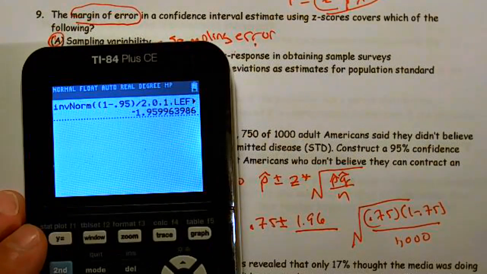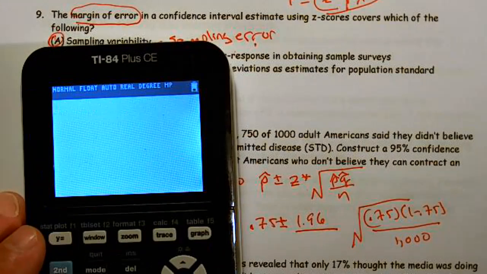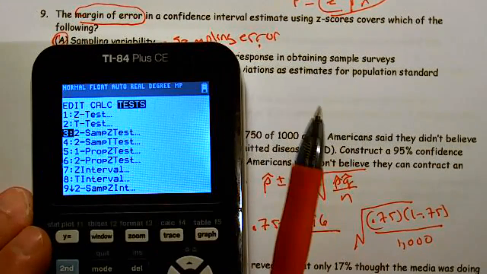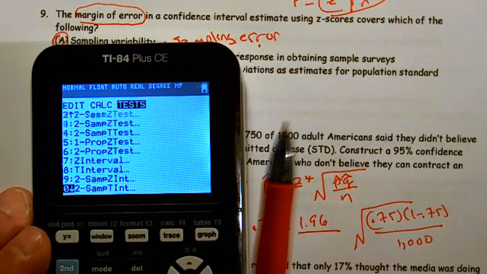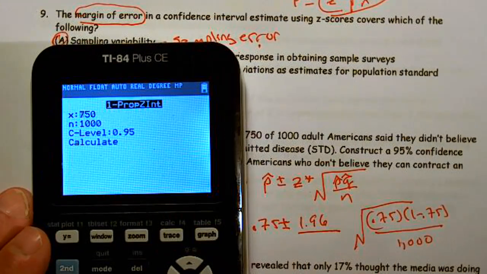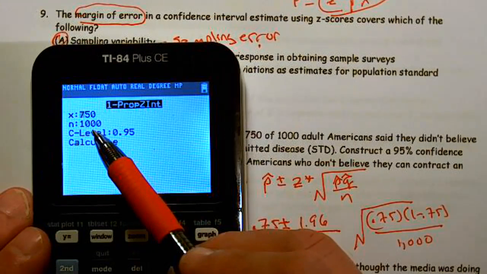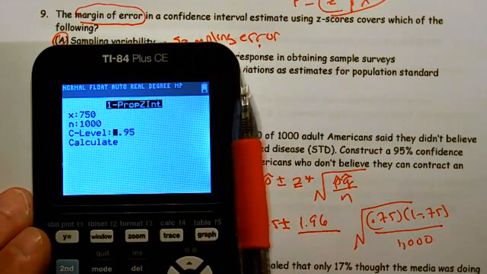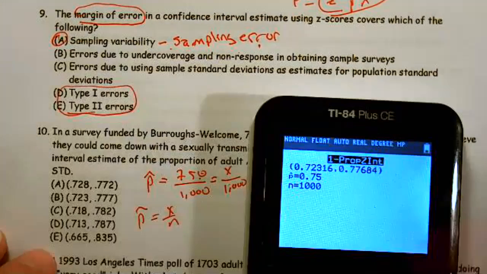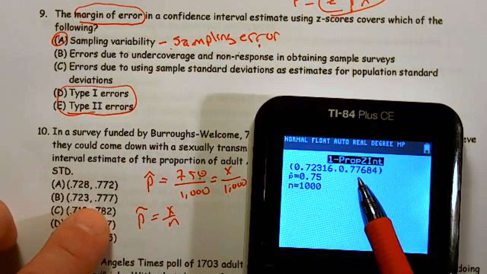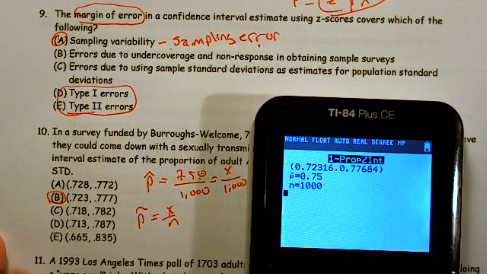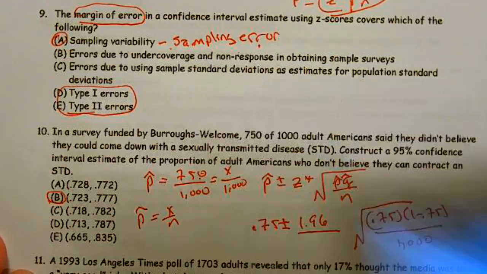Multiple choice test, I'm going to do this much faster. Stat, test, and I'm going to scroll down until I get to 1 proportion z interval. All right. And x is 750, n is 1,000, confidence level of 0.95. And I end up getting 0.723 to 0.776. That rounds, this is probably my best answer. Okay.